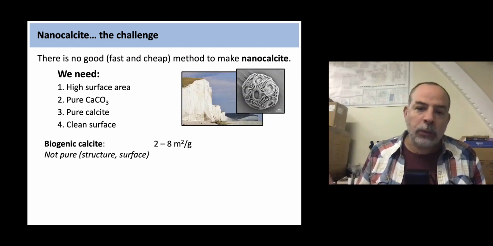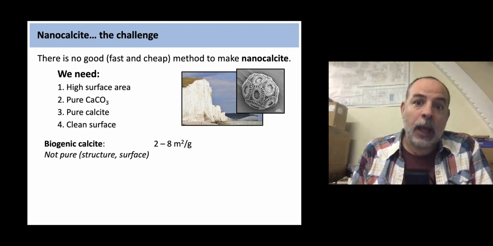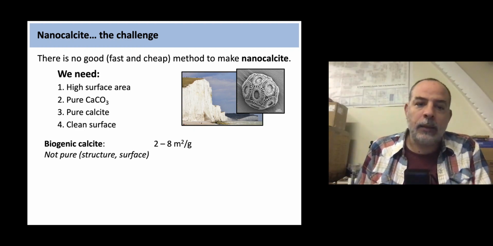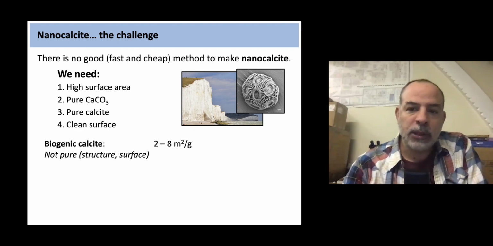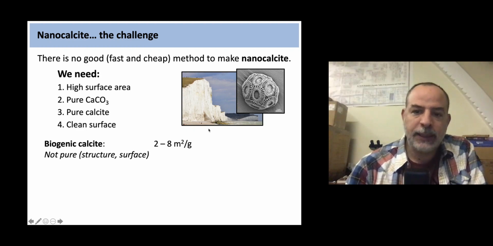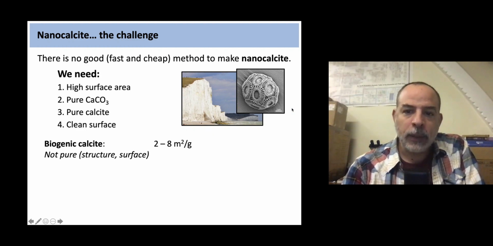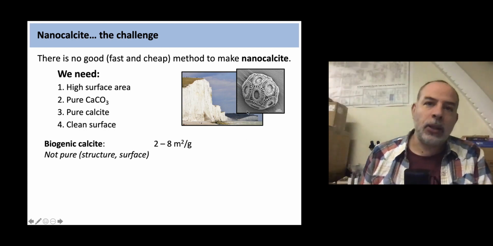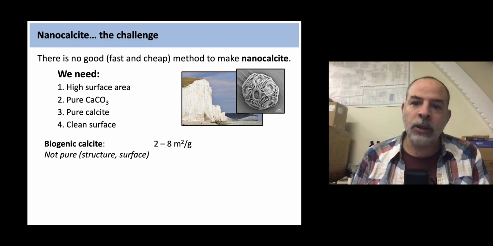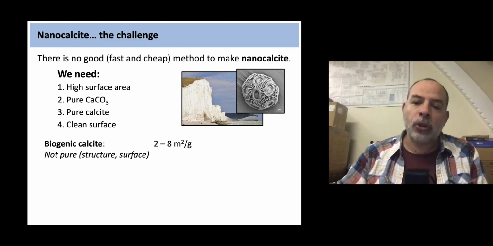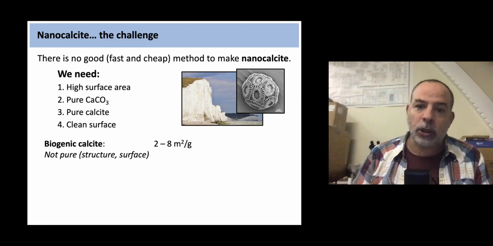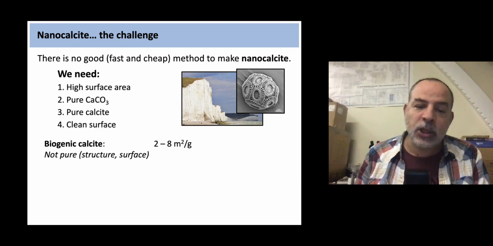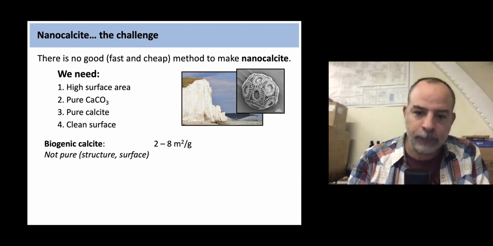It may be possible that this calcite exists in nature, and in fact it happens. Nanocalcite exists in nature. For example, coccoliths found in places like this are nanocrystals. But the problem is that despite their very high surface area, this is not pure calcite. It contains other ions like strontium, magnesium, and organics on the surface. So therefore, the surface properties of this nanocalcite are completely different compared to pure calcite.